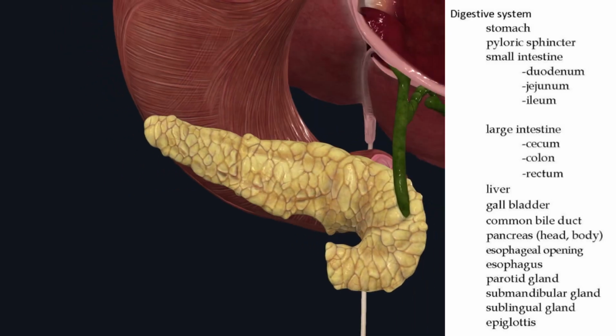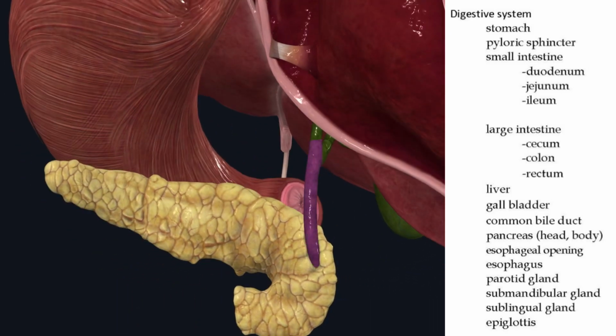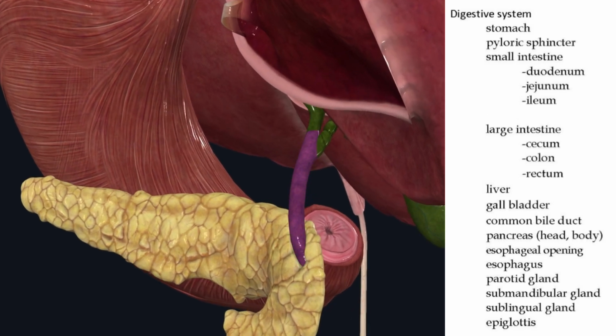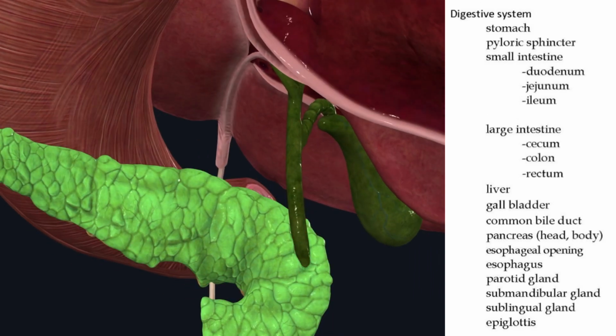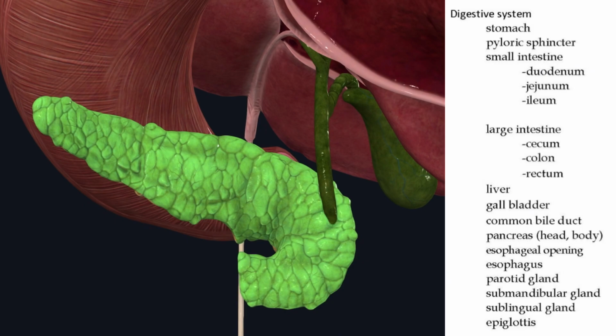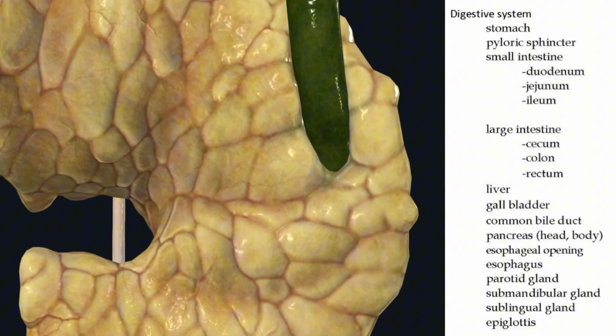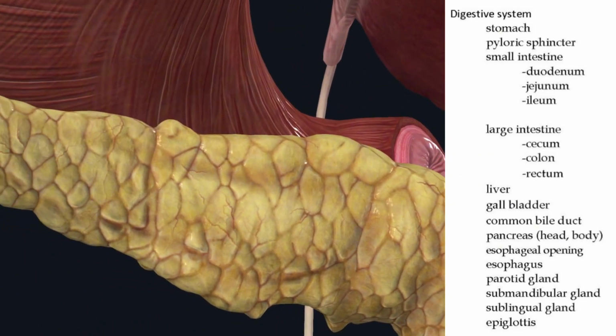Okay, and then coming off under, this right here is your common bile duct. And then this yellow thing right here is your pancreas. It says head and body. This part is the head of the pancreas. And then the body is this part.